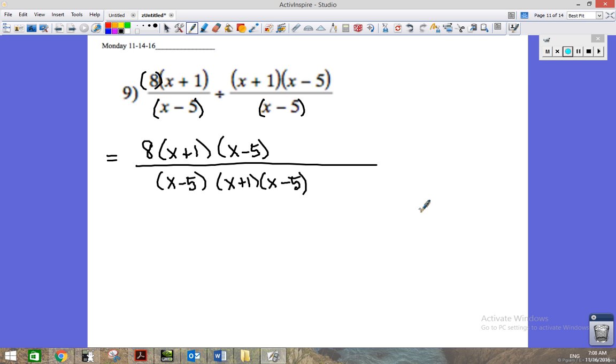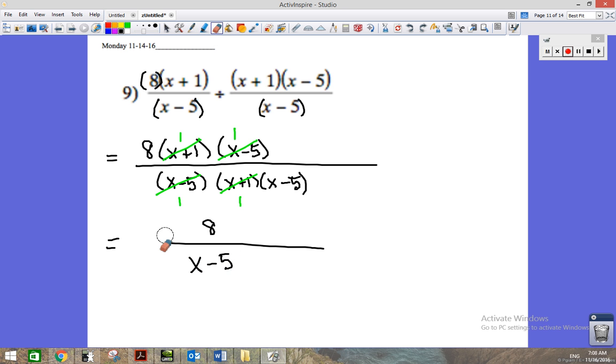Alright, so now let's look and see if we can reduce things. And it sure looks like we can. We have an x plus 1 divided by an x plus 1 that's giving us 1. And we have an x minus 5 divided by an x minus 5 that's giving us 1. So our numerator, 8 times 1 times 1, is just 8. And our denominator, 1 times x minus 5. And there is our final answer.